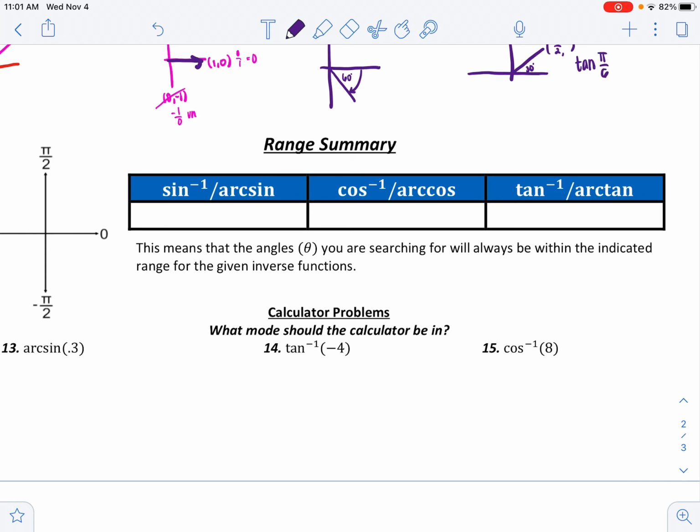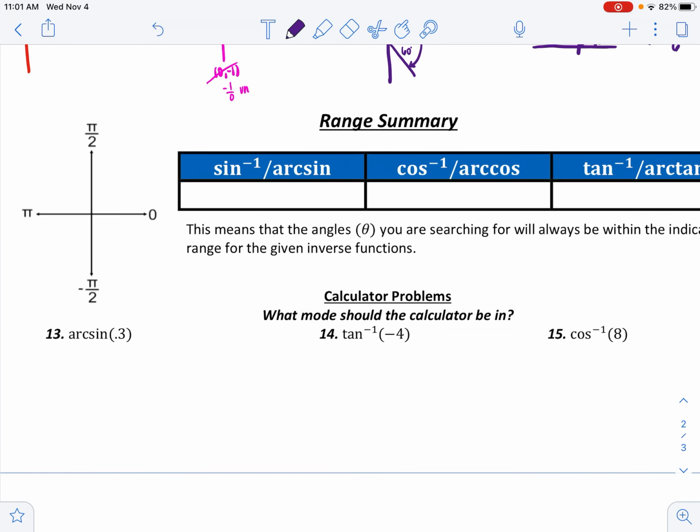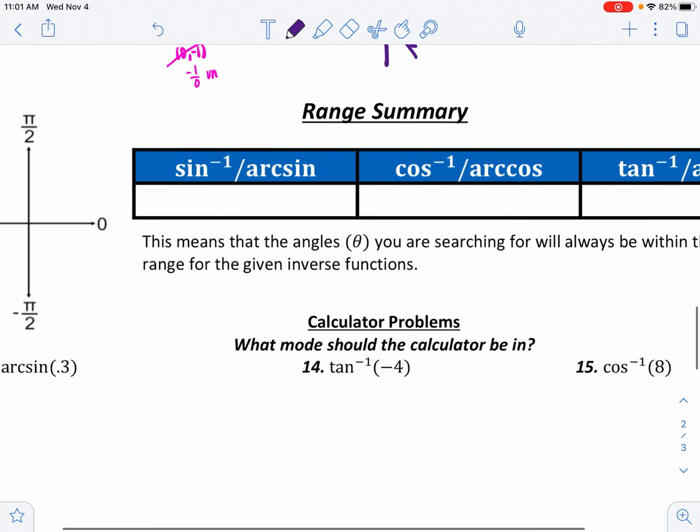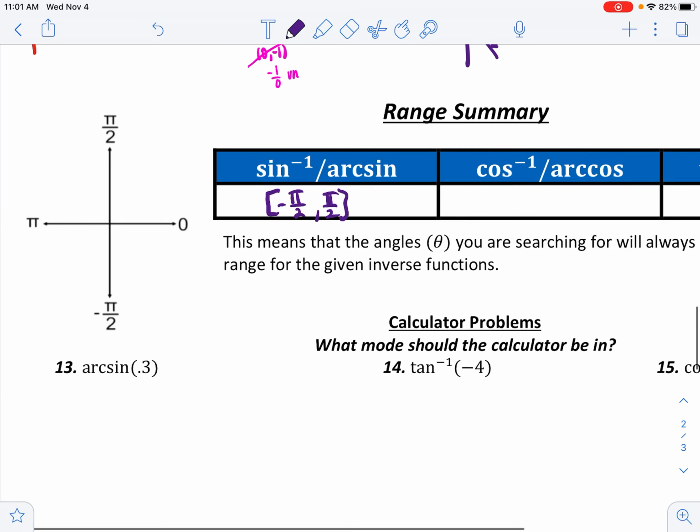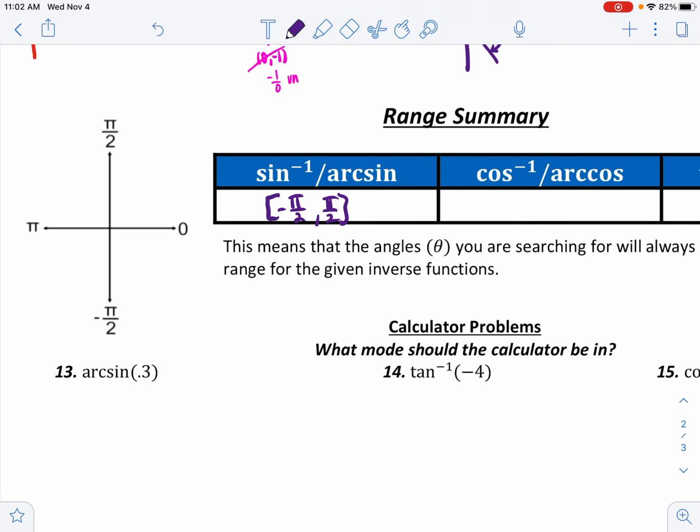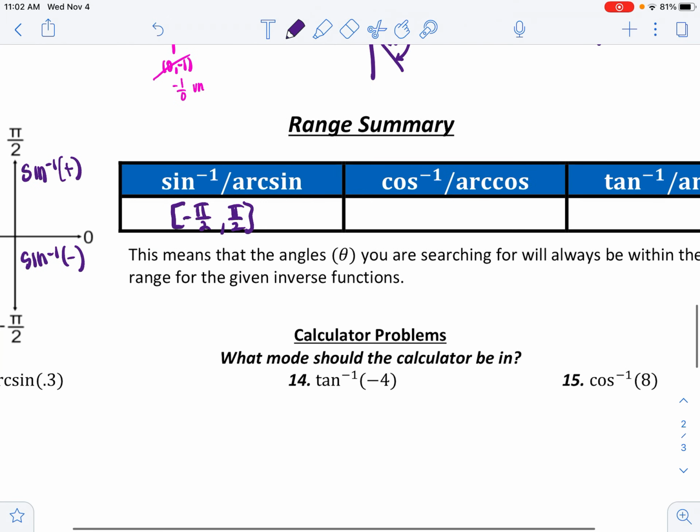All right, let's summarize this and then do a little bit of calculator work here. What I want to summarize here is the range summary, what answers you can give me. For sine inverse or arc sine, you can only give me answers from negative pi over 2 to positive pi over 2. So that's the first and fourth quadrant. That means that sine inverse is only defined in this quadrant and this quadrant. If it's sine inverse of a positive number, it's in the first quadrant. Sine inverse of a negative number, it's in the fourth quadrant.